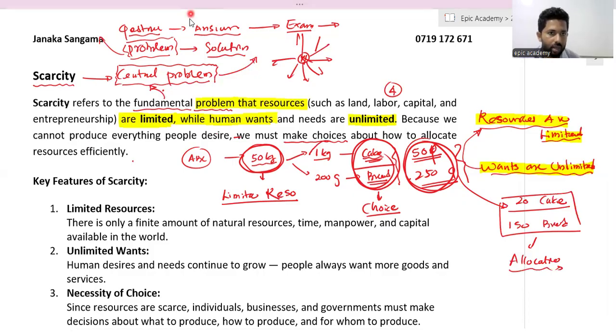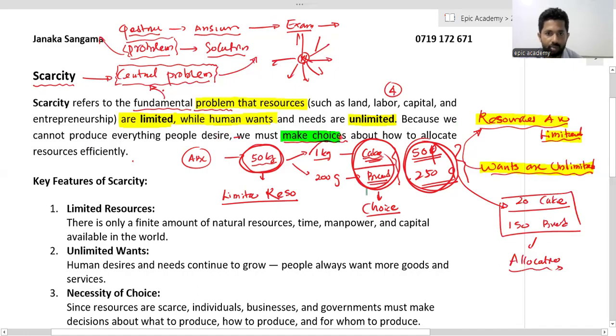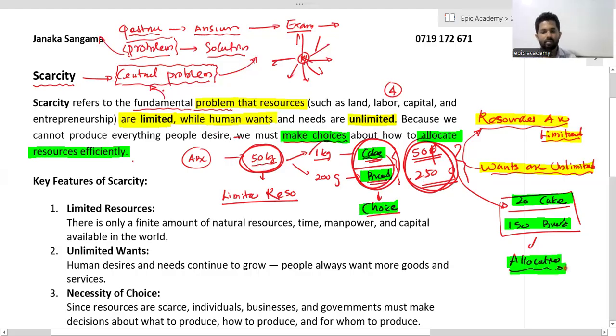So here you can identify the different kinds of words. Because we cannot produce everything people desire, we must make choices. This is the choice about how to allocate resources. This is the allocation. You are going to allocate 20 kilos for producing cake, 30 kilos for producing breads. You have to divide that 50 kilos to produce. This is the meaning of allocation. This is the limited resources.